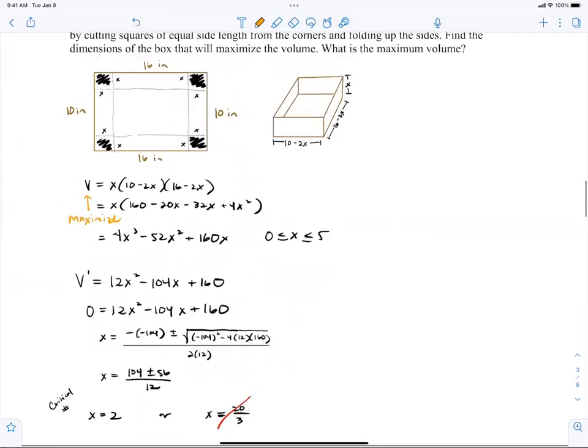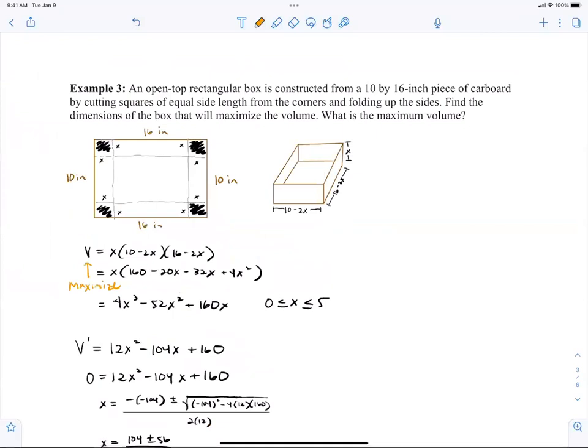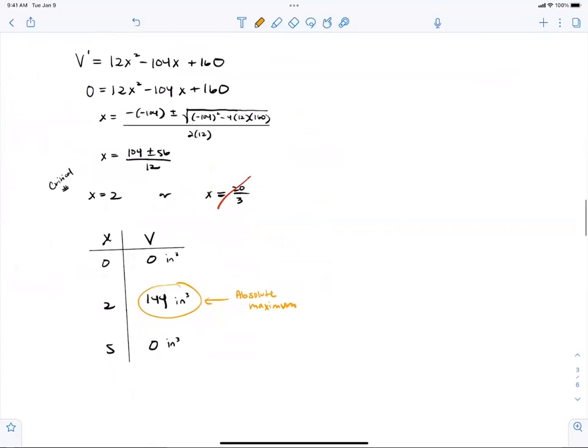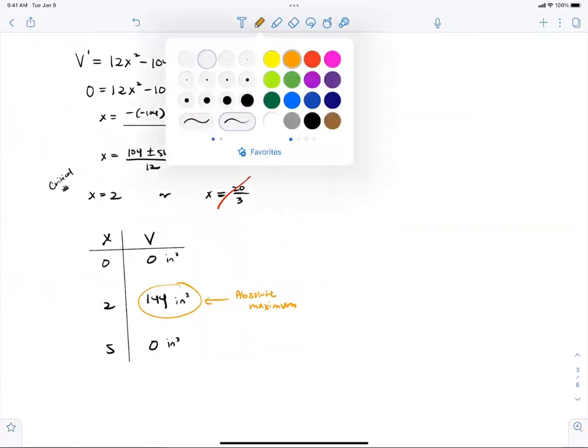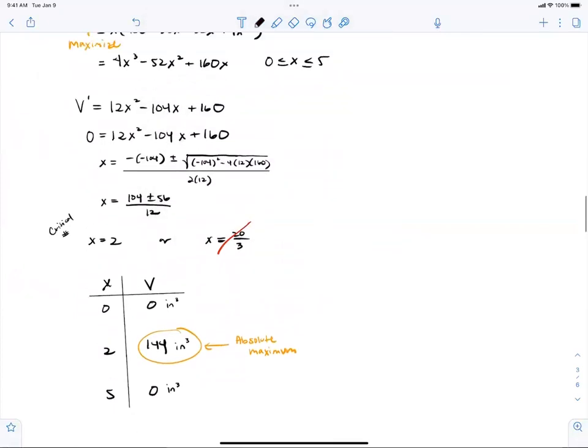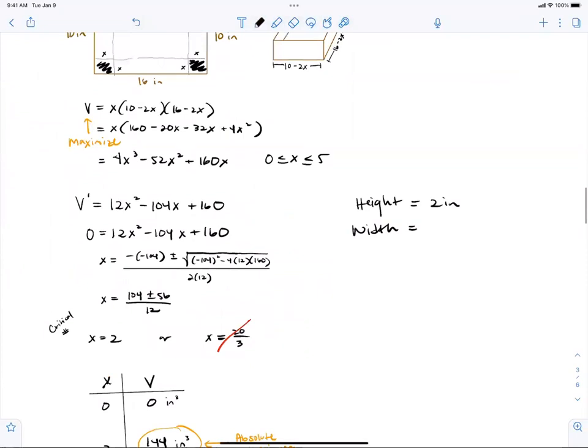But the question is asking us for the dimensions as well as that maximum volume. So we still need the dimensions, because x just represents the height. The width would be 10 minus 4, so 6. And the length, which is the longest side, would be 12 inches.